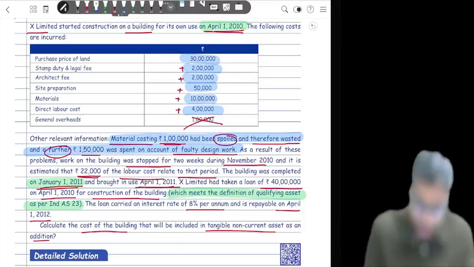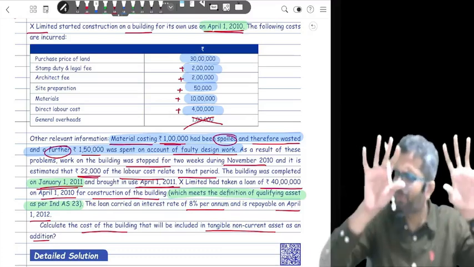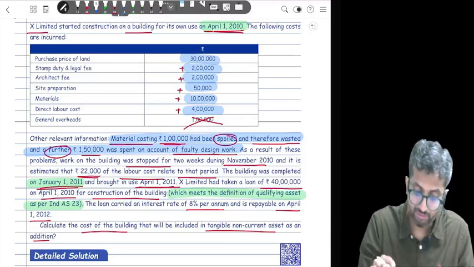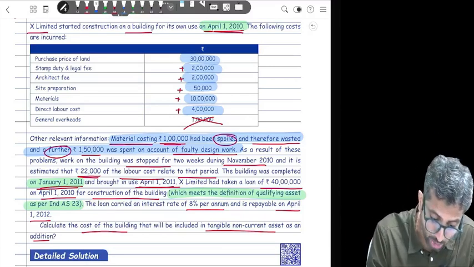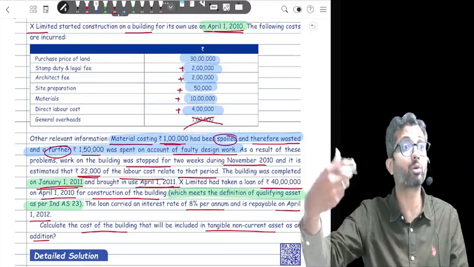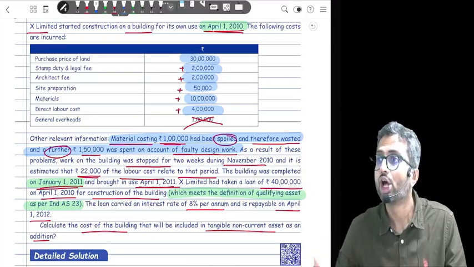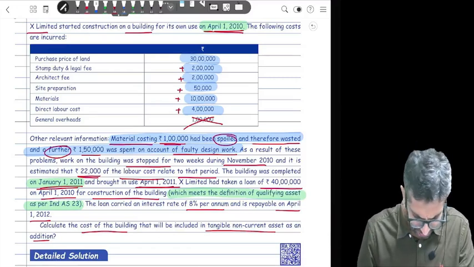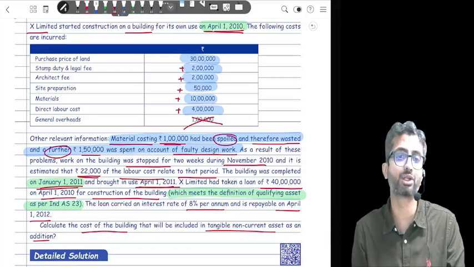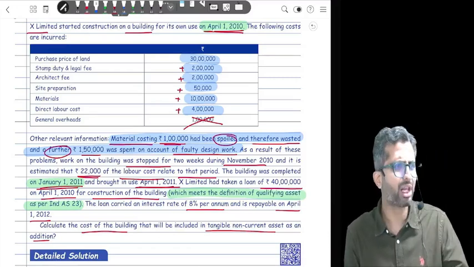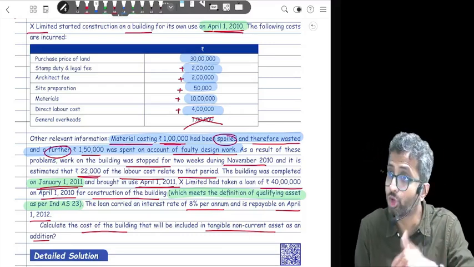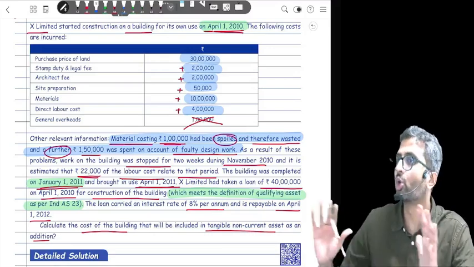Acha, what do you guys think? Is that 1 lakh and 1 lakh 50 already included somewhere? Yes. Materials costing 1 lakh has been spoiled. So probably out of that 10 lakh material, 1 lakh would include the materials that was spoiled. Should that be a part of cost? You will deduct it. And further 1 lakh 50 on faulty design work. That 1 lakh 50 can be assumed to be included somewhere. If you assume it is not included somewhere, then you don't deduct it.